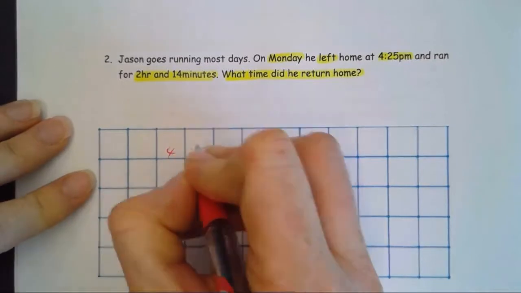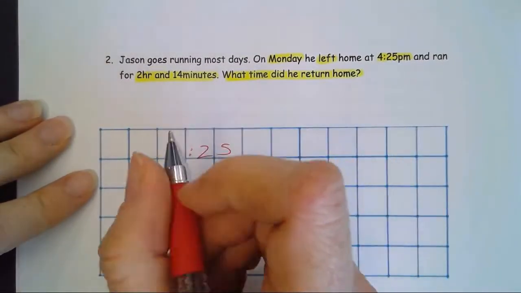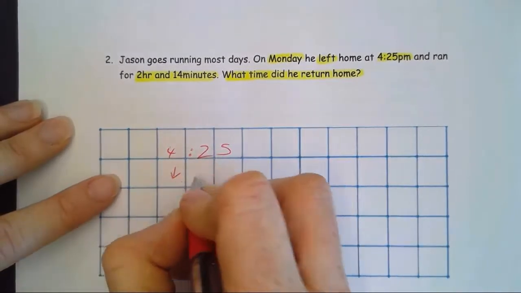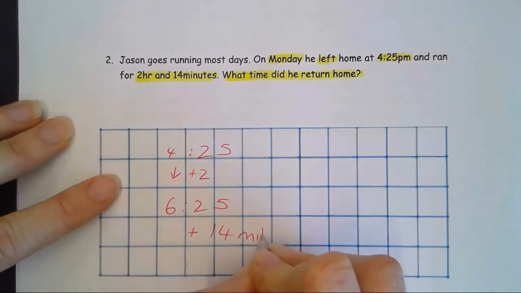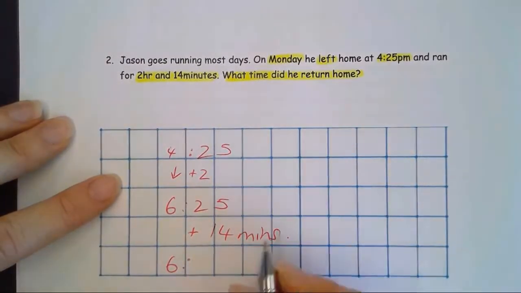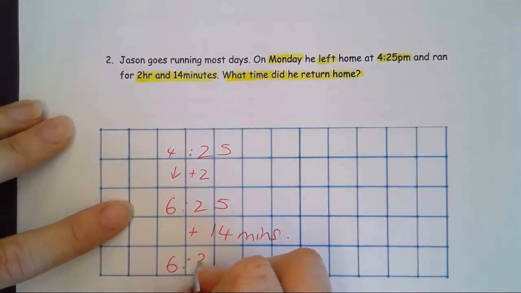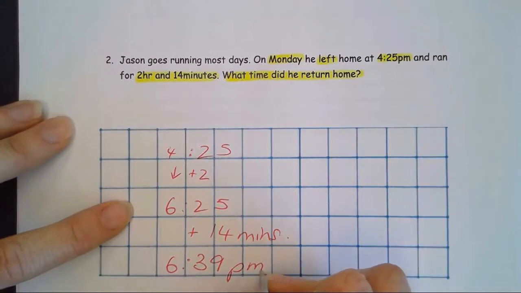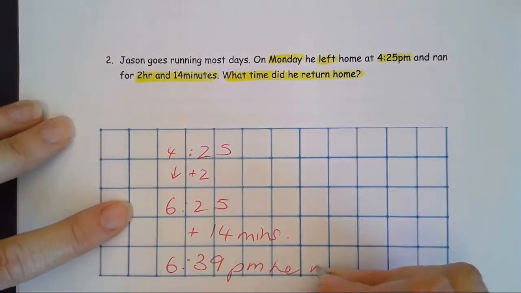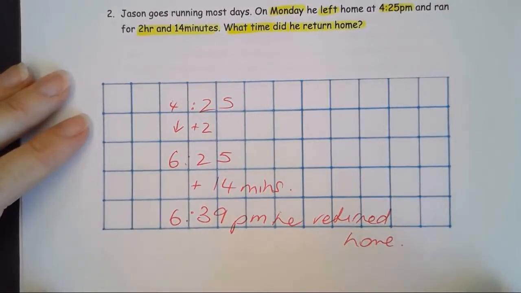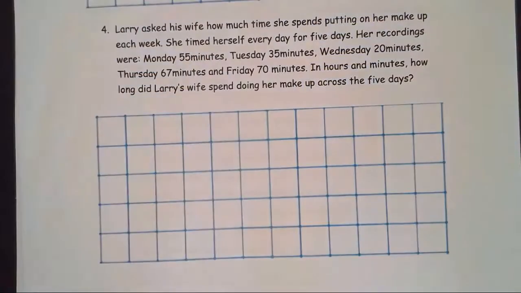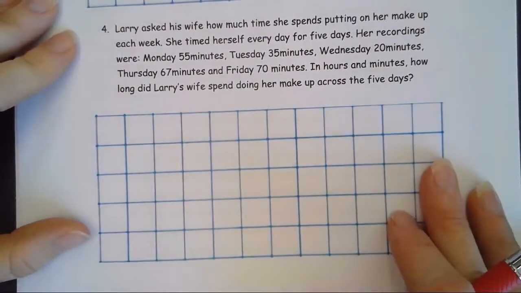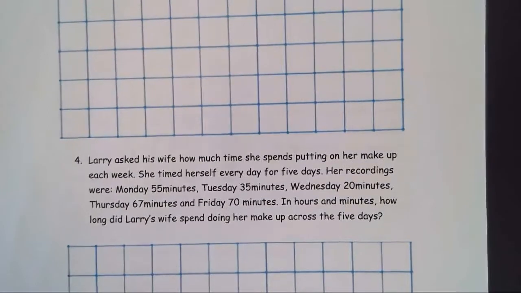I would do the hours first, so that will take me to 6:25 plus 14 minutes. It's not 6 hours and 35. It's 6:39 p.m. He returned home. Okay, so a lot of the time with time questions, you will do the hours and the minutes separately. That's a really good way to do it. These are similar time questions, but they look like they're getting longer each time.